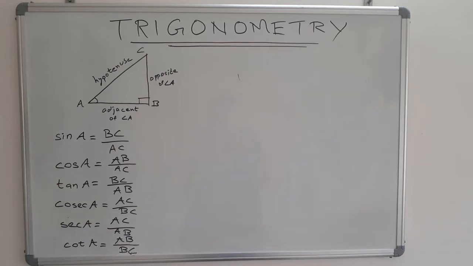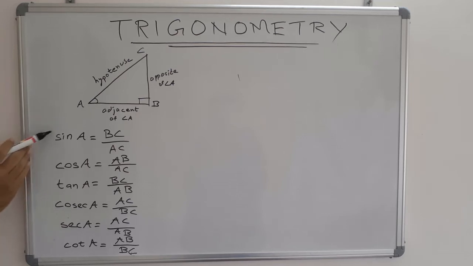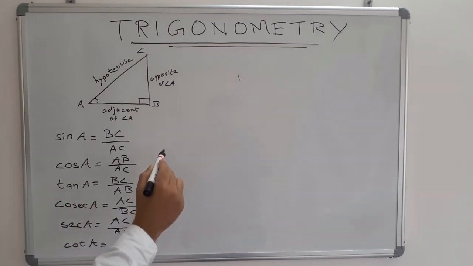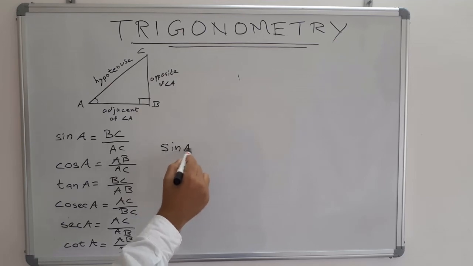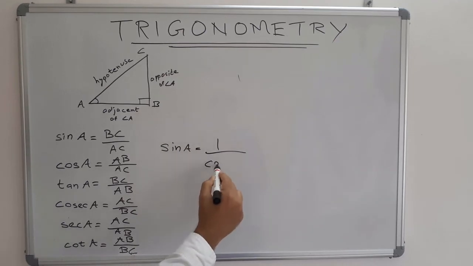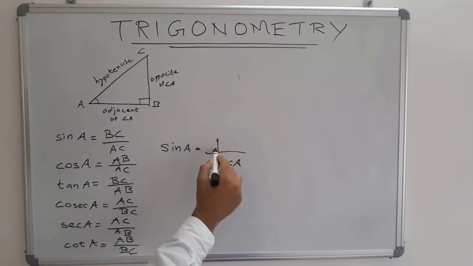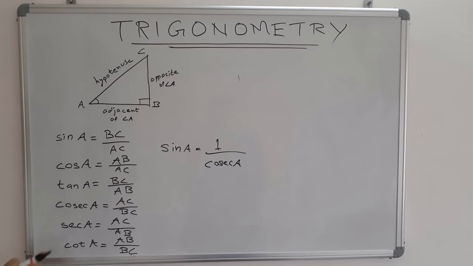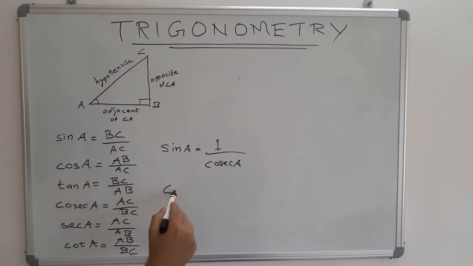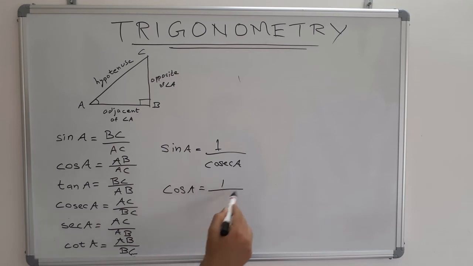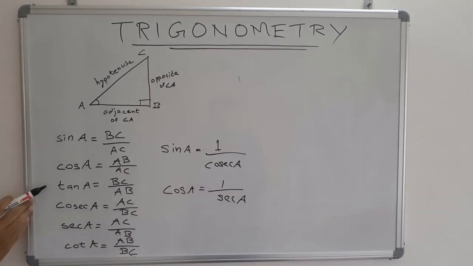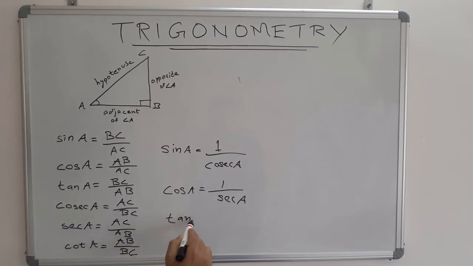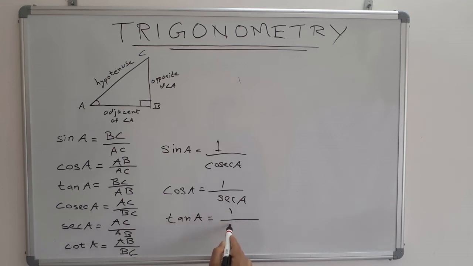And see, these ratios are related to each other. For example, see sine A and cosec A. Sine A is BC by AC and cosec A is AC by BC, which is the reciprocal. So sine A is the reciprocal of cosec A. Likewise, cos and sec have the reciprocal relation. That is, cos A is the reciprocal of sec A. See tan A. Tan A is opposite by adjacent and cot A is adjacent by opposite. So tan and cot also have this reciprocal relationship.